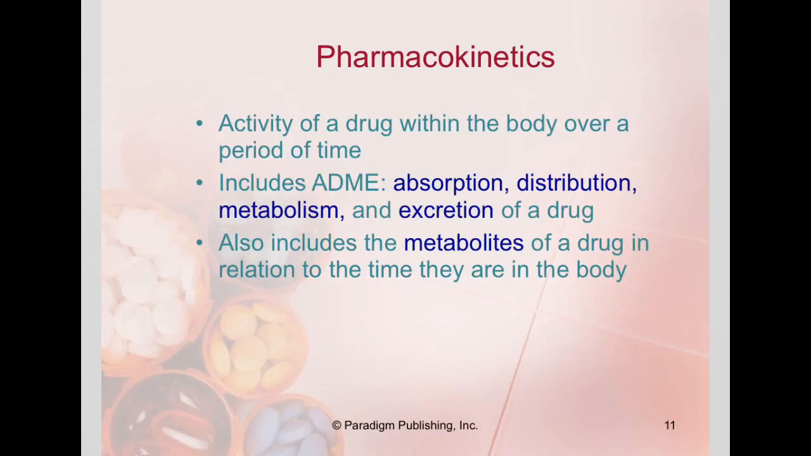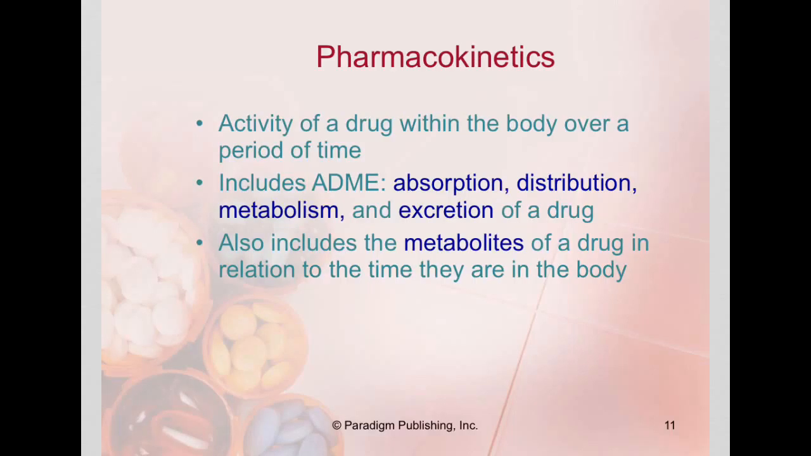Pharmacokinetics is the study of the activity of a drug within the body over a period of time. It includes absorption, distribution, metabolism, and excretion of a drug. You guys should know these terms very well. It's going to help you through the whole course. You should be able to tell me where absorption takes place, where distribution takes place, where metabolism takes place, and excretion. Be really familiar with these terms and these paragraphs in the chapter that talk about these things, and the kidneys and all of those cycles.